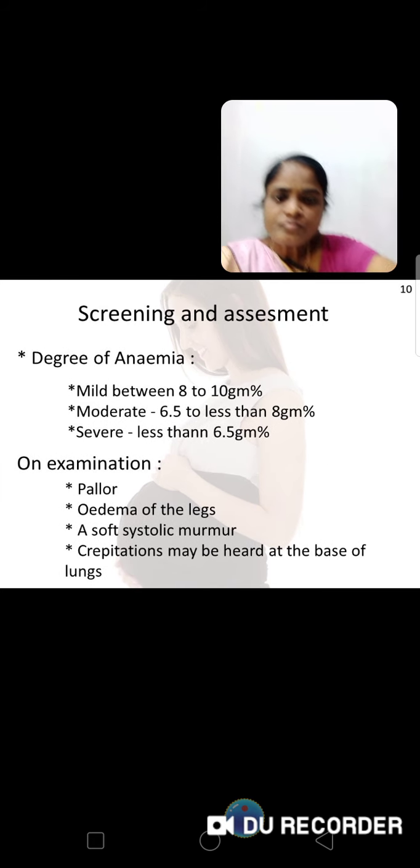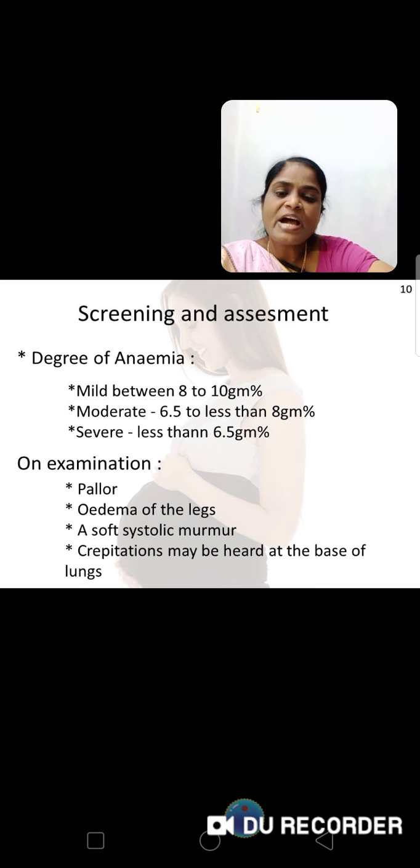Next is screening and assessment. How can we screen and assess anemia in pregnancy? Before discussing the degrees of anemia, the clinical classification has three degrees. We are dividing anemia in pregnancy into three categories.